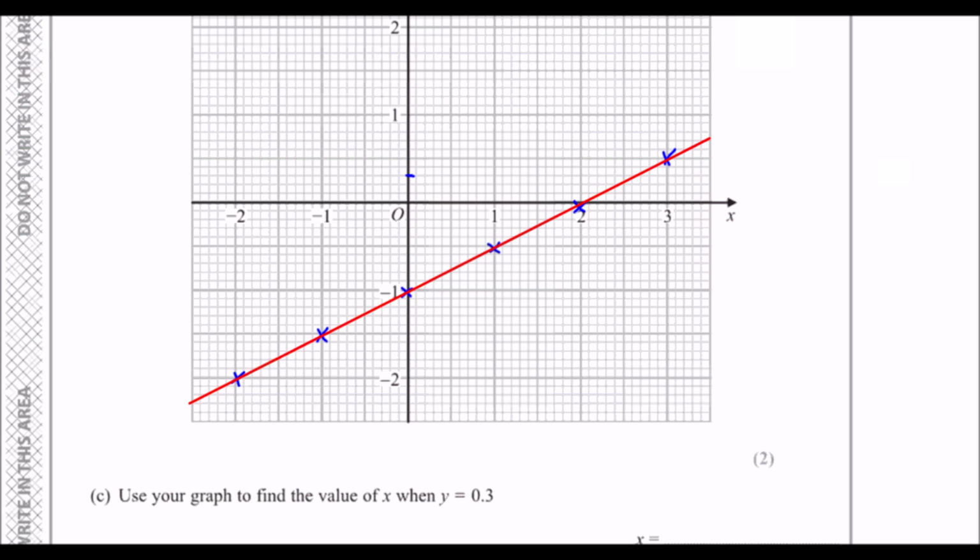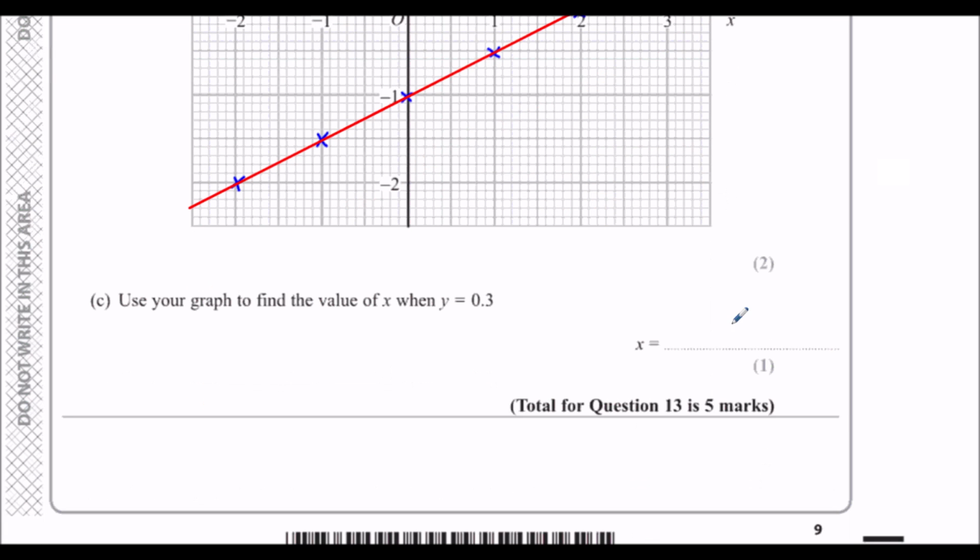So what we're going to do, we're going to start there at 0.3, go all the way along to our line. We're going to see where it meets, and then we're going to go down from there. So we go down to the x-axis, and we read off what x is at that point. So here, at this point, y is equal to 0.3. What is x? It looks like 2.6. So 2.6.